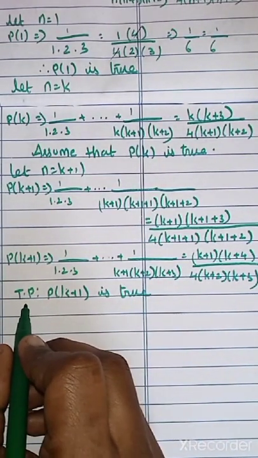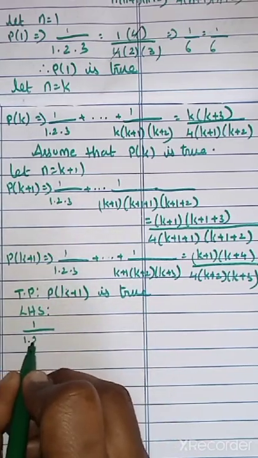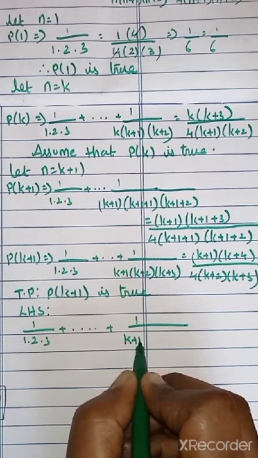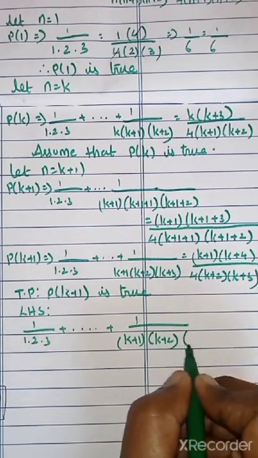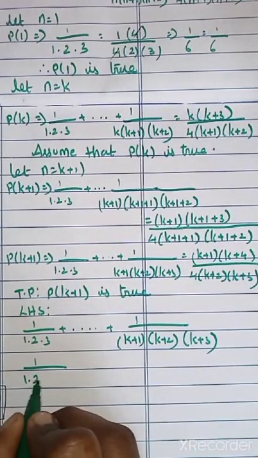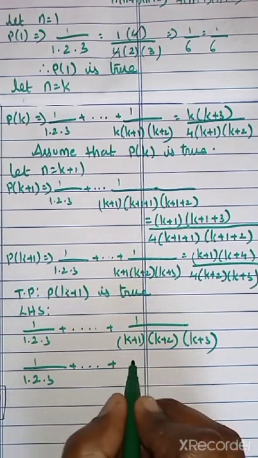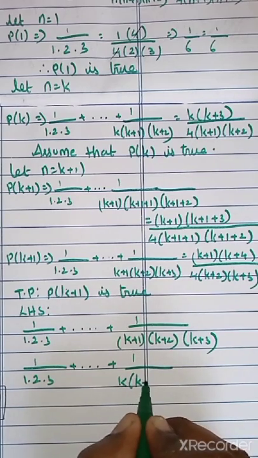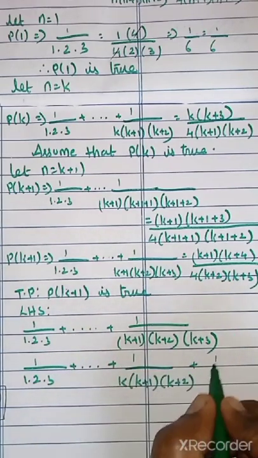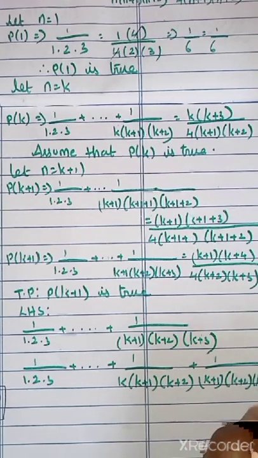Okay, so we can take the left hand side 1 by 1 dot 2 dot 3 etc. up to 1 by k plus 1, k plus 2, k plus 3. Now we have to take the previous term. So 1 by 1 dot 2 dot 3 etc. up to, what is the previous term of k plus 1? K plus 2, k plus 1, k plus 3, k plus 2. And the last term will be this one, 1 by k plus 1, k plus 2, k plus 3.